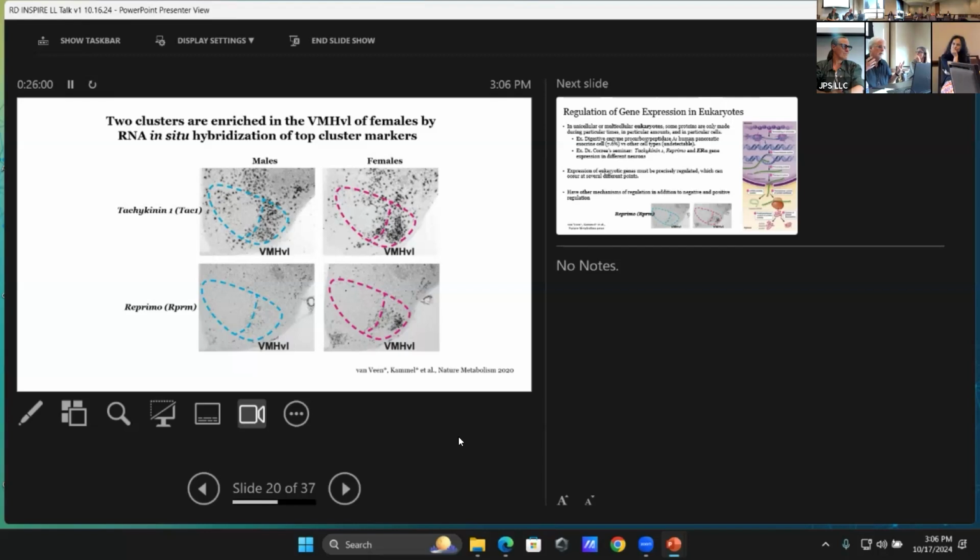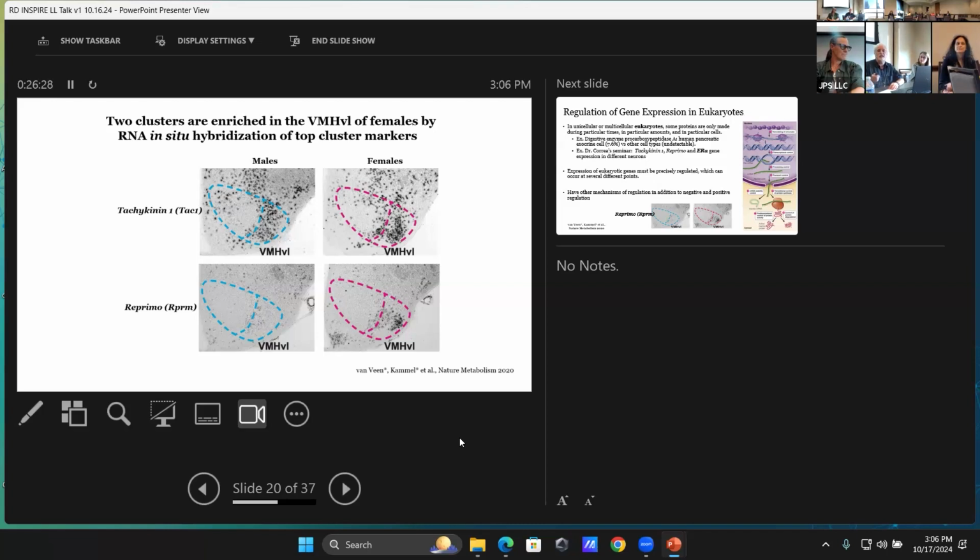Okay, so basically here she's talking about two genes that her team was studying. They were expressed in the hypothalamus, and one of them is expressed in a sexually dimorphic pattern. It's expressed at a high level in females in this particular region of the hypothalamus, and not very much, if at all, in the males. So how do you leverage this?